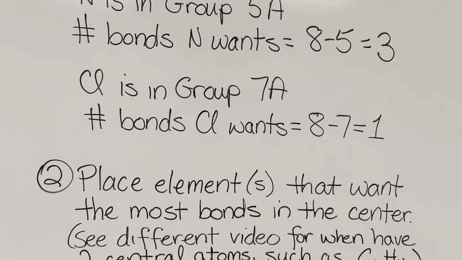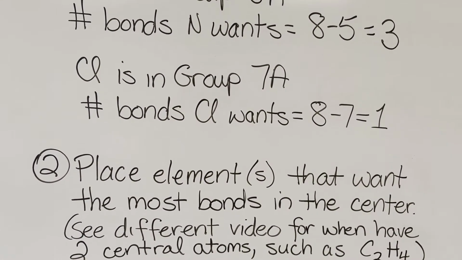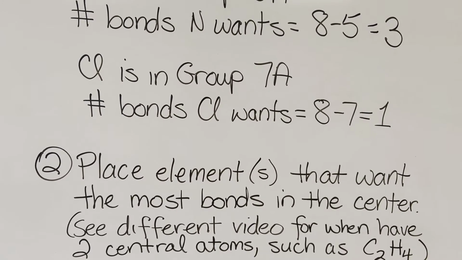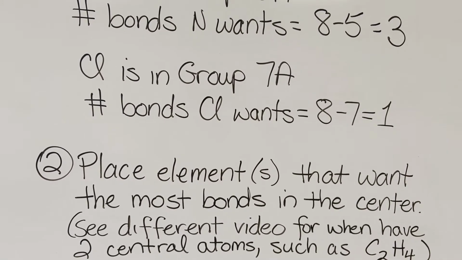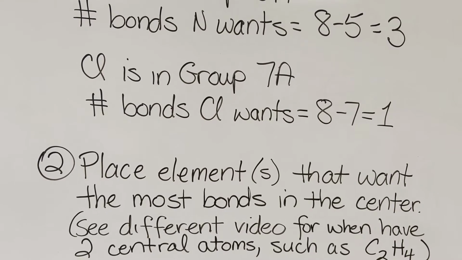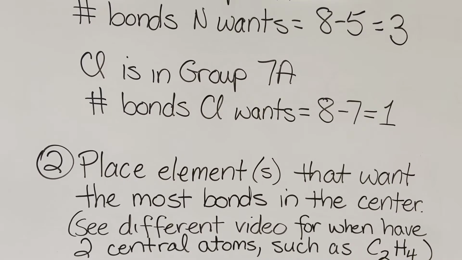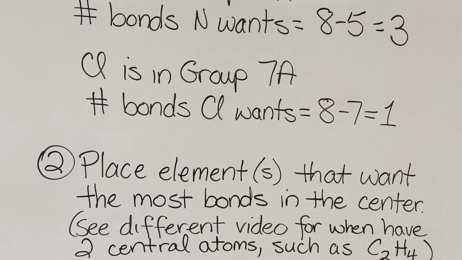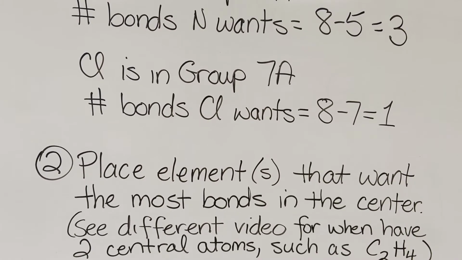The second step is to place the element or elements that want the most bonds in the center. In this video, we're just dealing with one central atom, the nitrogen. You can see a different video for what to do when you have 2 central atoms, such as with C2H4.